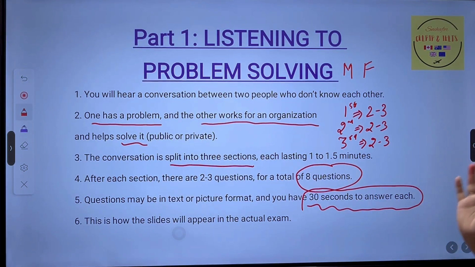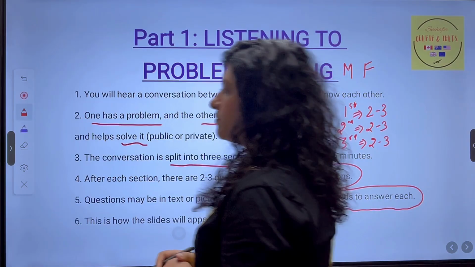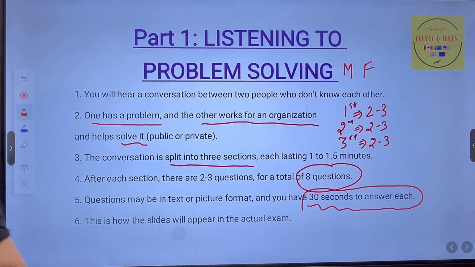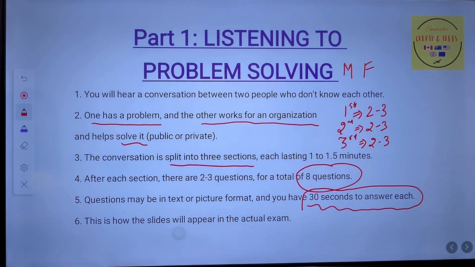Now, the questions here are also in the form of audio. They're not going to be in the written form in your examination.